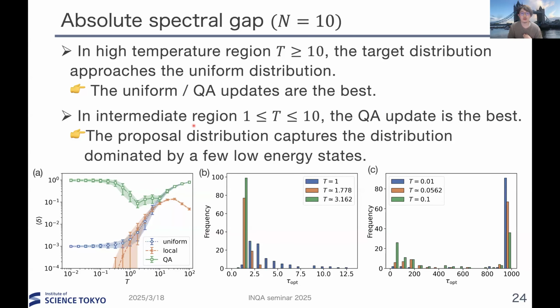So this is the result of the absolute spectral gap with n equal to 10. The horizontal axis denotes the temperature, and the vertical axis denotes the spectral gap. From this figure, first of all, we consider the high temperature regime. In the high temperature regime, the target distribution approaches the uniform distribution. So in this case, the uniform and the QA update are the best. In the intermediate temperature region, where T is larger than 1 and less than 10, the QA update is the best because the proposal distribution captures the distribution dominated by a few low energy states.